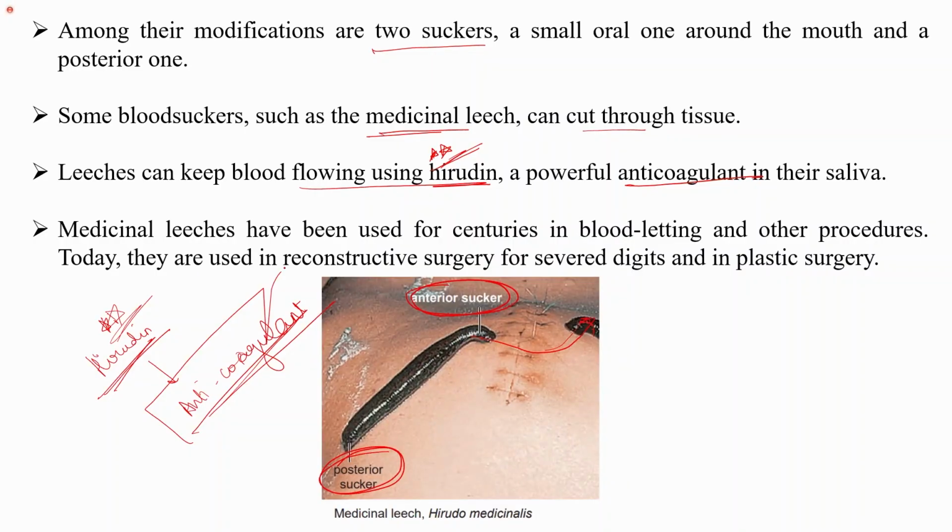Medical leeches, as the name suggests, have been used for centuries in bloodletting and other procedures. Today they are also used in reconstructive surgery for severed digits, that is, fingers or thumbs that are infected, or in plastic surgery, where they help in keeping the blood flowing by releasing the anticoagulant. So this was all about the phylum Annelida.